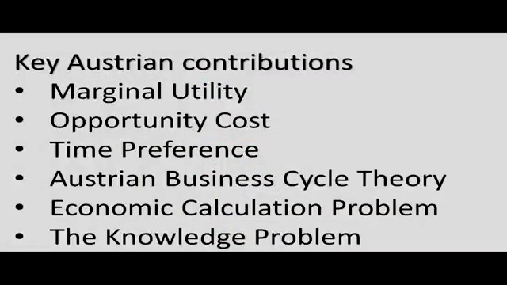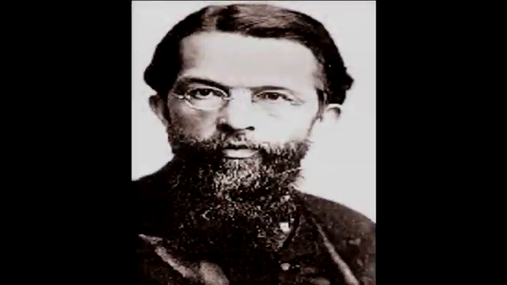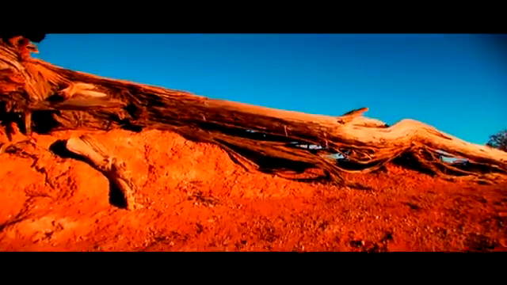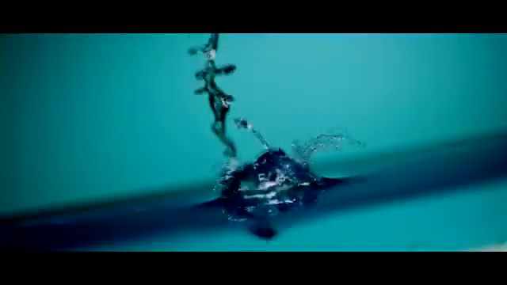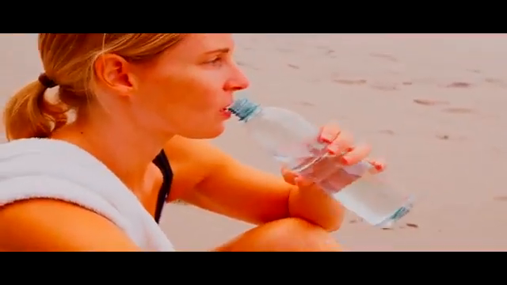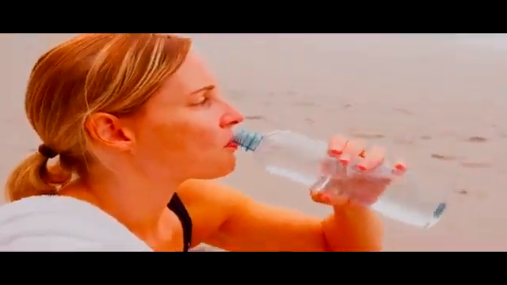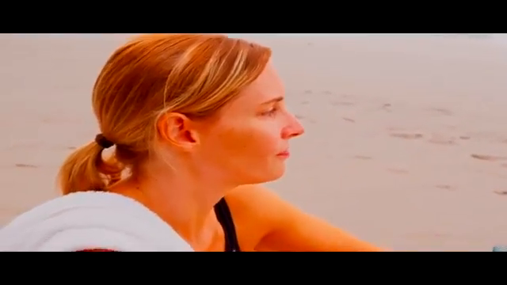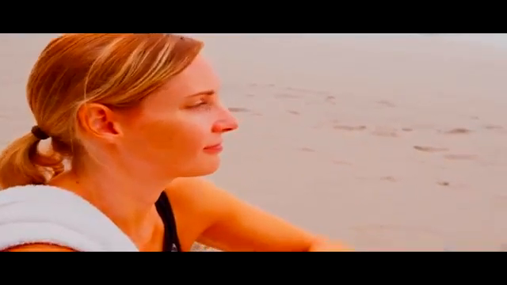The key Austrian contributions to economic theory have been marginal utility, which was advanced by Karl Menger and concerns the subjective theory of value I have already discussed. Imagine you are thirsty in a desert in the baking sun. What would you give for a glass of water? Now imagine you've just finished drinking a whole pint of water. What would you give for the next glass? I'd warrant it would be considerably less than you'd give if you were thirsty in the desert.